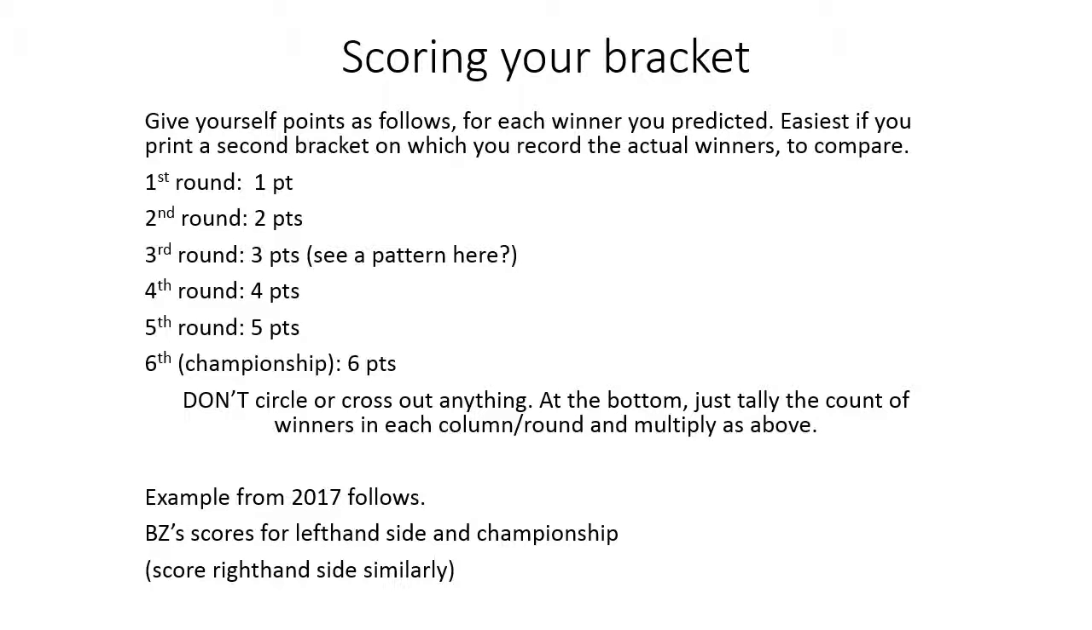I would recommend not circling or crossing out anything. Keep your bracket clean. Just count up the number of winners you have, write that at the bottom, multiply it by 1 or 2 or 3, depending on what round it is, and that'll be your score. So you'll have a score at the end of the first round, a score at the end of the second round, and so forth. And I'll show you now scoring part of Beth's bracket.